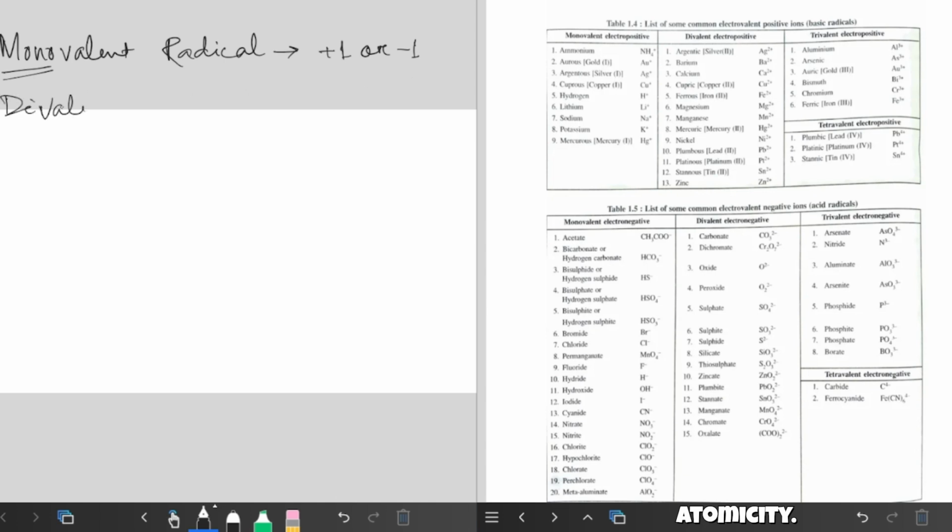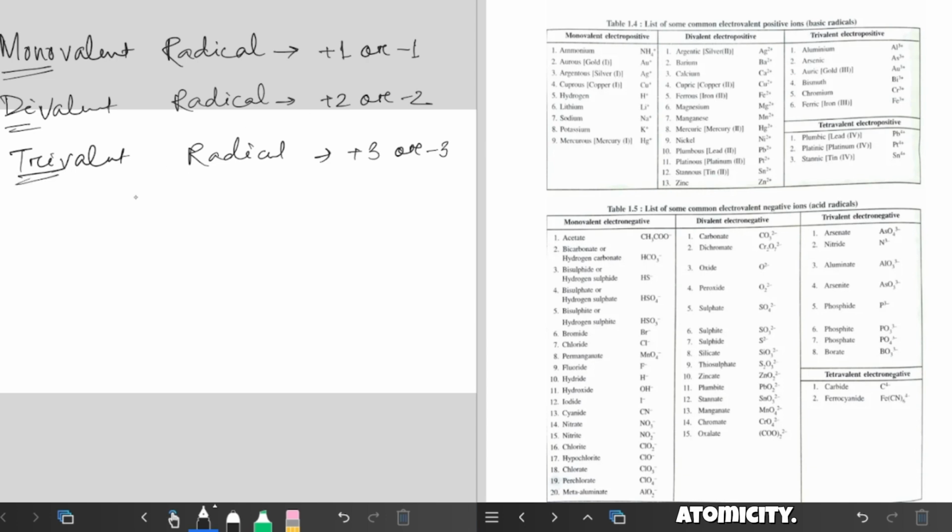Divalent radicals. Di means 2, so the charge will be either +2 or -2. These are the examples of divalent radicals, electropositive and electronegative. Third one is the trivalent radical, where the charge will be either +3 or -3. This box contains the trivalent electropositive radicals, and this box contains the trivalent electronegative radicals.